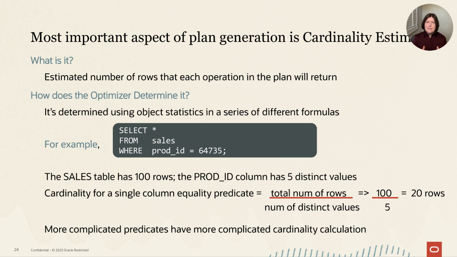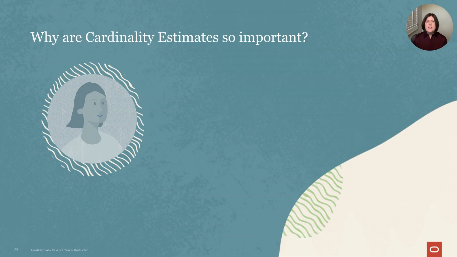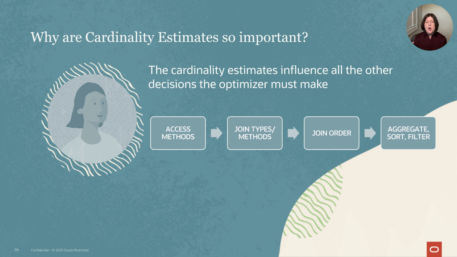Now, this is a very simple equality predicate. The more complicated the predicate, the more complicated the formula is. But the reason I'm showing you this is to make you understand just how important your base level statistics are, because they're used by the optimizer when it's doing these cardinality estimates. And the reason they are so important is because they're going to influence all the other decisions the optimizer makes, from how it's going to access the data to how it joins it, to even the join order and how it will aggregate the result set.